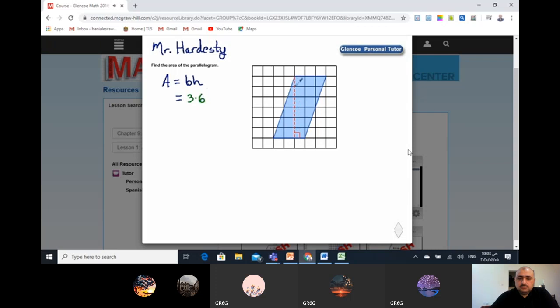Remember, we can always find the height where we see the right angle. The height must be that perpendicular distance between the bases. 3 times 6 is 18. And since we're dealing with area, we should label that as square units. So our area is 18 square units.